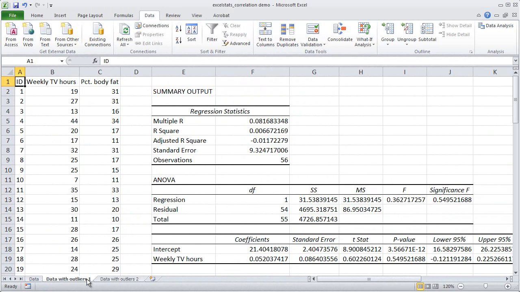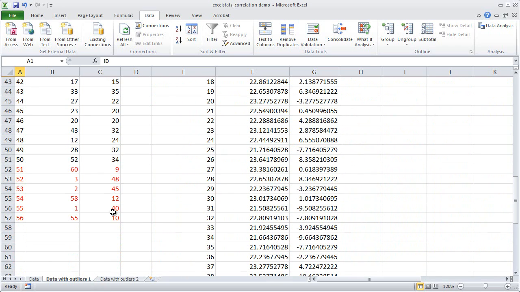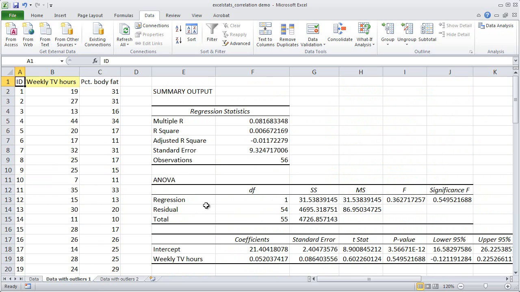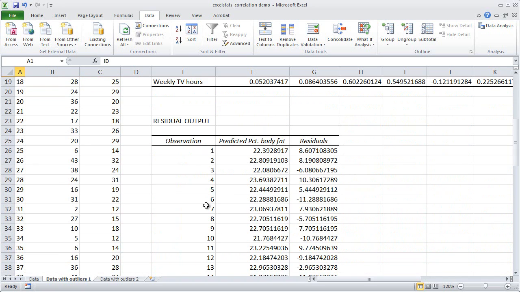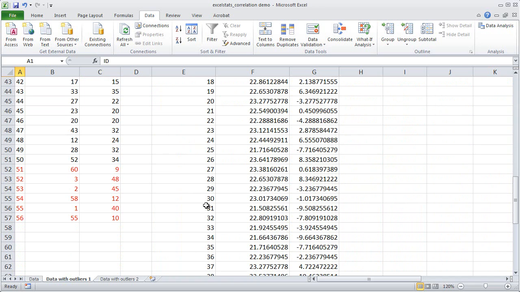And here in columns A, B, and C, you see exactly the same data that we just finished analyzing on the Data tab, but with 6 additional cases added on to the bottom here. And these 6 additional cases are quite unusual compared to the rest of the cases. For example, remember the first column here is the number of hours spent watching TV in a given week, and the second column is the percentage of body fat. We've generally seen that the more TV you watch, the higher your percentage of body fat. But in these cases, that's not the situation.